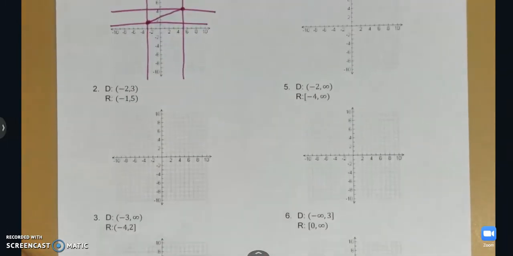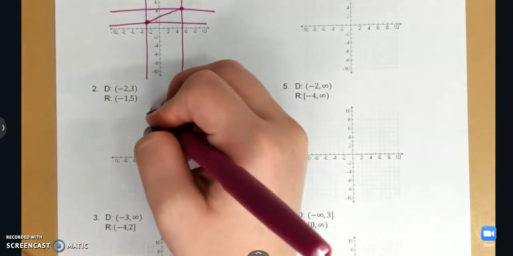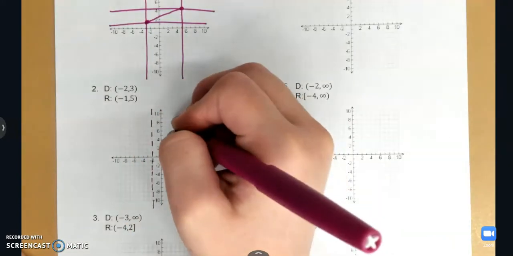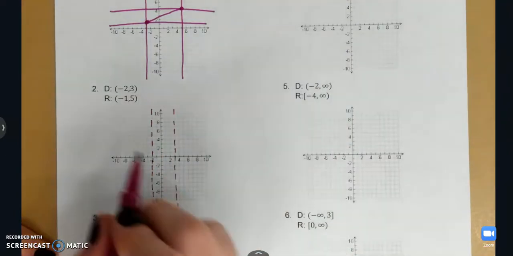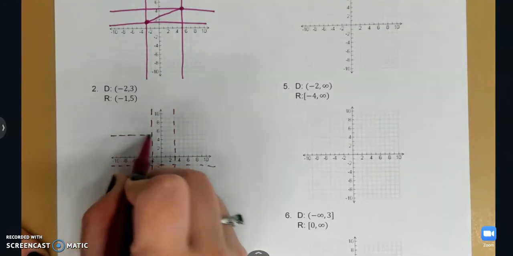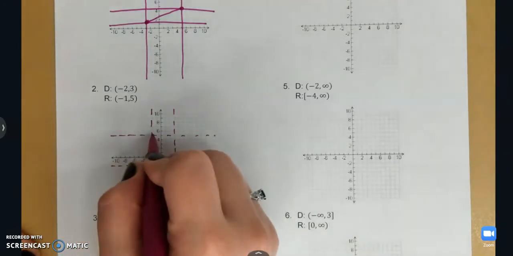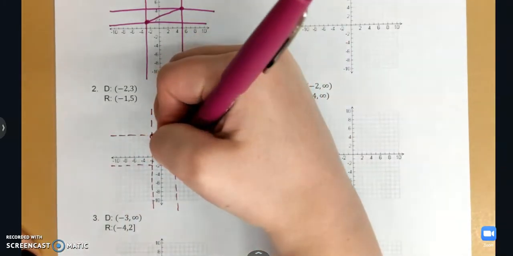Then number 2, I have a domain of -2 to 3, and those are both parentheses, so I'm going to do dotted lines. And my range is -1 to +5, also parentheses. So what I can do for this is 2 open circles and a line to connect them.